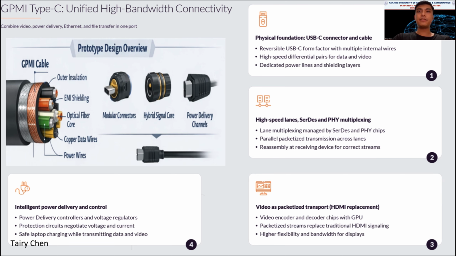Power delivery is fully integrated as well. Smart PD controllers negotiate voltage and current on the fly, ensuring safe, efficient charging, even while pushing high-resolution video and heavy data loads through the same cable. In short, GPMI Type-C isn't just a cable. It's a unified, intelligent connectivity platform designed for the next generation of digital devices.